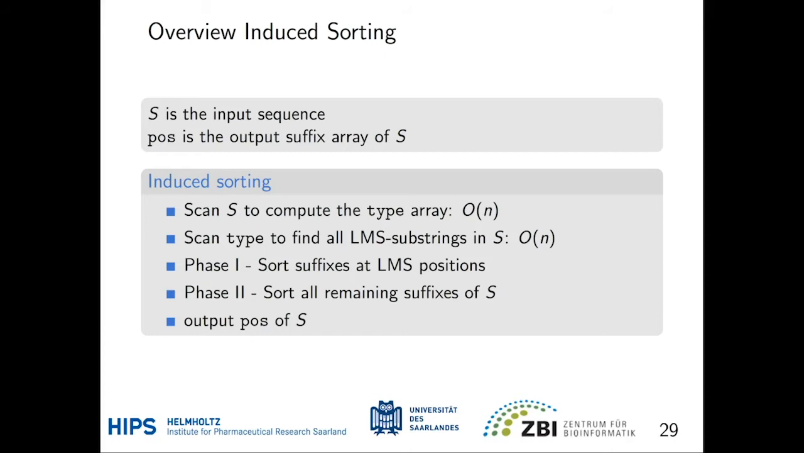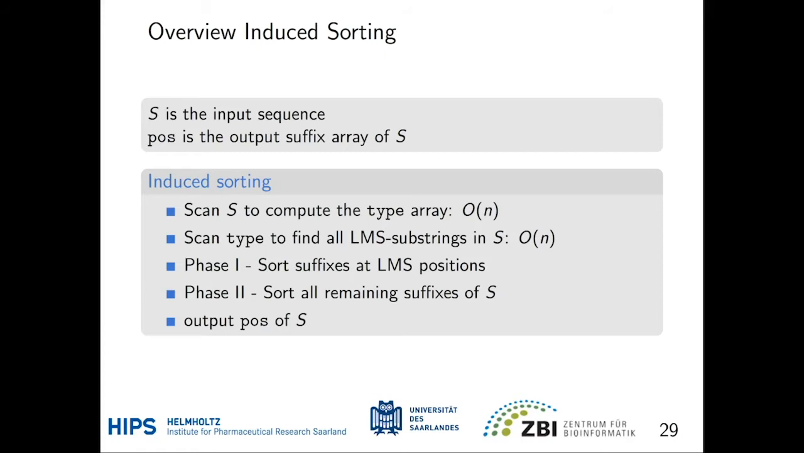A bird's-eye view of the algorithm is as follows. We have an input sequence S and an array pos, which is the output suffix array of S. So what do we do? First, we scan S to compute the type array, which we can do in linear time as we have just seen. Then we scan the type array to find all LMS positions and all LMS intervals and all LMS substrings in S, which also can be done in linear time.